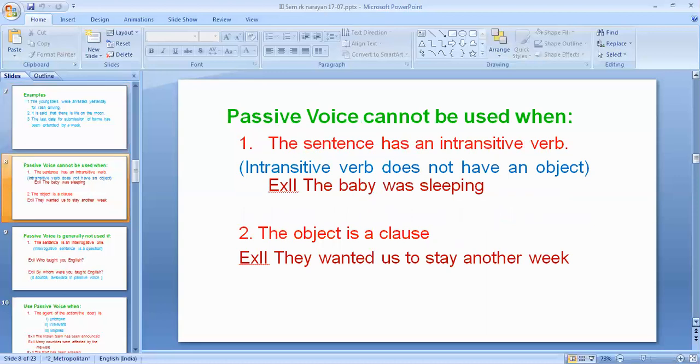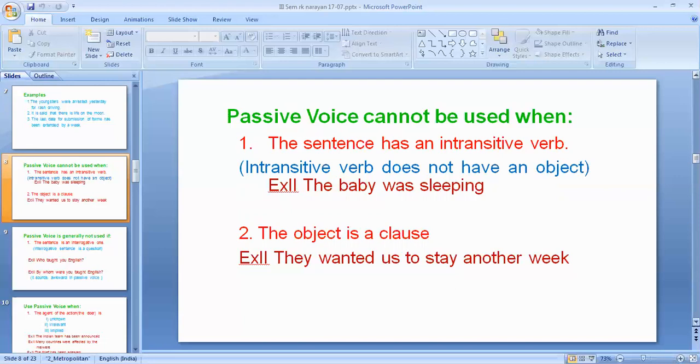And there is some usage related to passive voice. We have to know where to use passive voice, and in the same way where not to use it. In some special conditions, we are not supposed to use passive voice. We cannot use passive voice. So first we see where passive voice cannot be used. Next we move on to where passive voice can be used. These are the two situations where we cannot use passive voice.